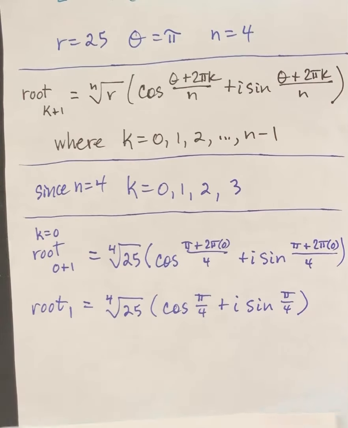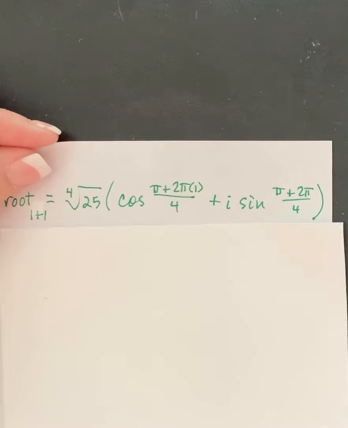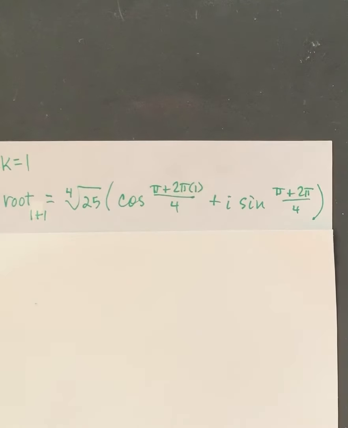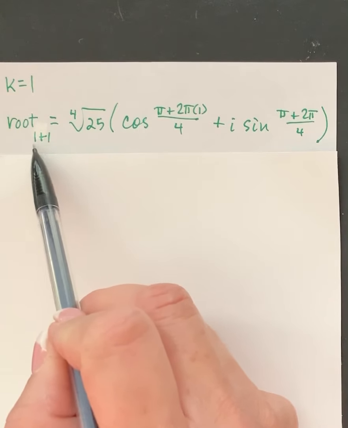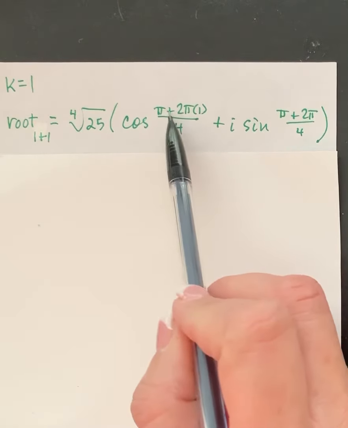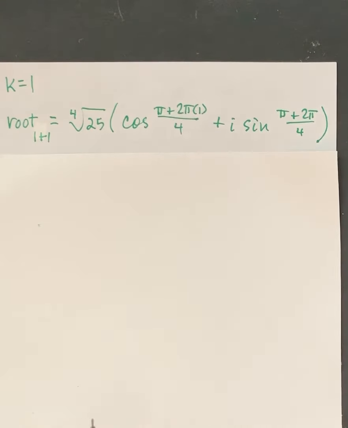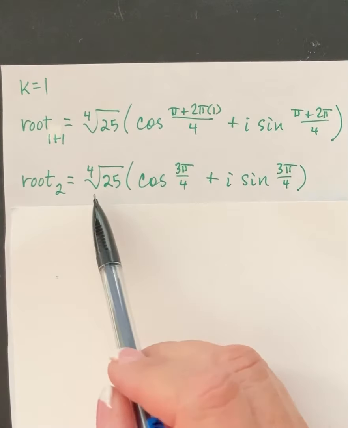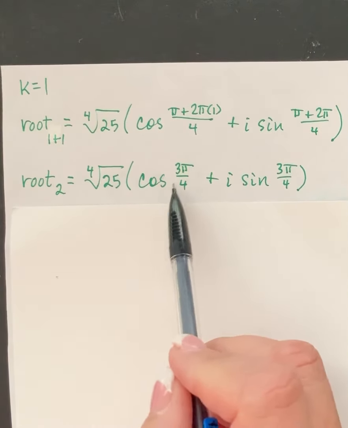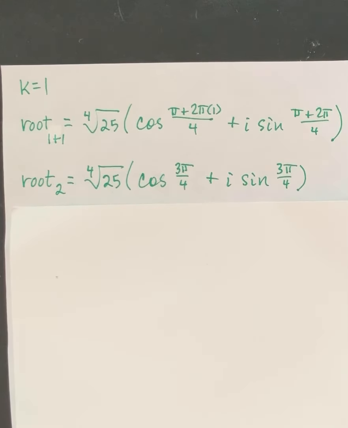So we're going to have an angle of pi over 4 for the first root. When I do k equals 1, then I'll be finding the root 1 plus 1, or the second root. I'll be adding pi plus 2 pi over 1, so I'm going to end up with 3 pi in the numerator. So the second root is going to be the fourth root of 25 times the cosine of 3 pi over 4 plus i sine of 3 pi over 4.